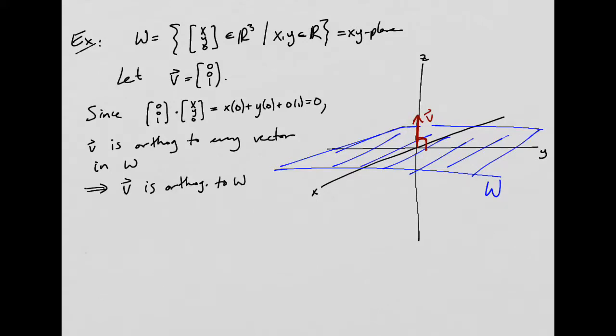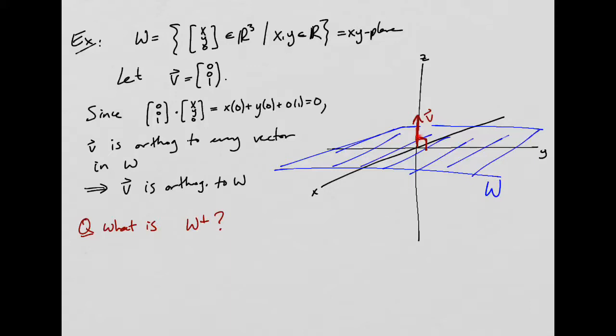But now we go a little bit further. What is the orthogonal complement? What are all of the vectors, the set of all vectors that are orthogonal to W? What would they be? V is one of them. Can you find any more? Can you find all of them? So that's the next question. What is the orthogonal complement, W perp?